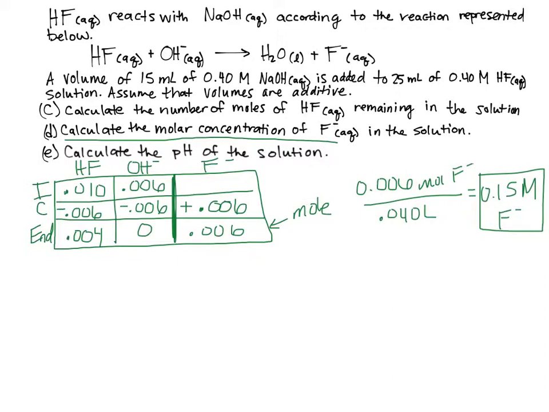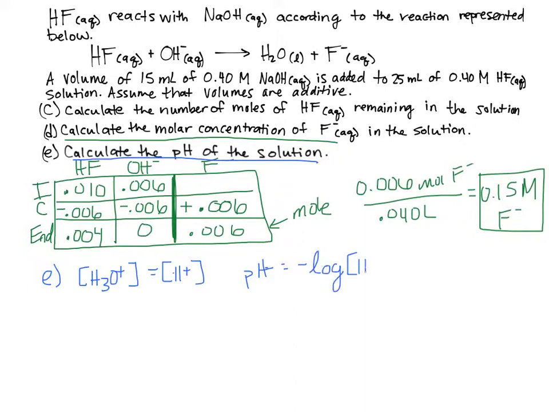Part E is asking us to calculate the pH of the solution. Whenever a question directly asks for pH instead of asking for the hydrogen ion concentration first, that's really what you need to do. So for part E, we need to find out what our hydronium concentration is. We want this so that we can plug it into the pH formula. pH is equal to the negative log of the hydrogen concentration.